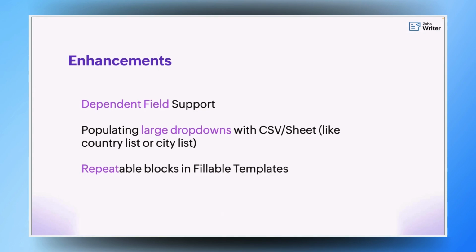And we also used a drop-down field in these specific use cases as well. So what we're doing is we are supporting inputting large drop-downs with CSVs or even a sheet. For example, let's say there is a country list with a large array. You can make use of CSV or sheet to fetch information for your drop-down values. And just like how we support a repeat table using a subform within our mail merge templates, we are planning on supporting it for our fillable templates as well.